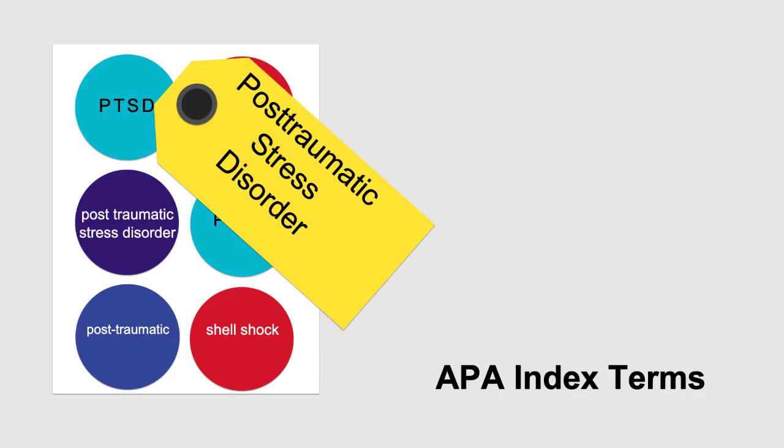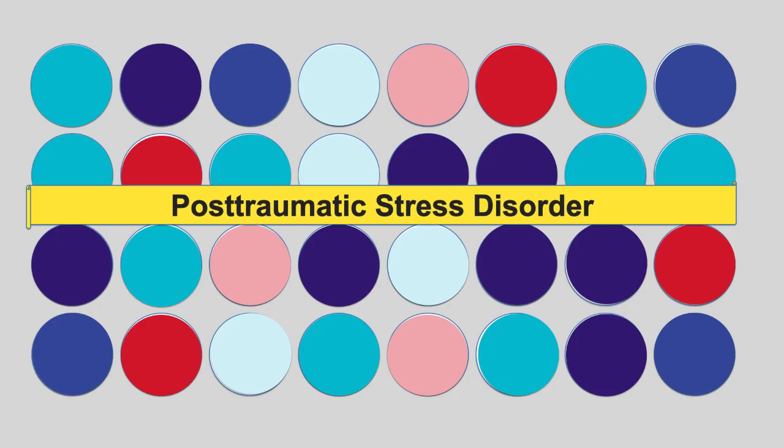So, publications that use PTSD, post-traumatic stress disorder with or without a hyphen, and even publications that talk about shell shock, traumatic neuroses, or stress reactions are all tagged with the same APA index term, post-traumatic stress disorder. Therefore, when we search with this index term, we'll capture a wide range of articles without the hassle of coming up with all possible variations for PTSD. It saves us time and helps us to easily access relevant results.